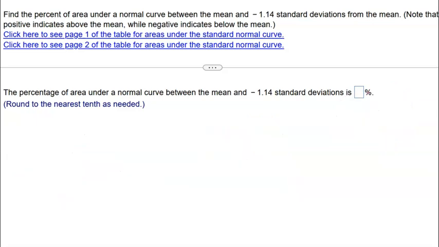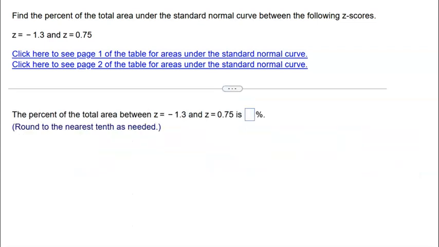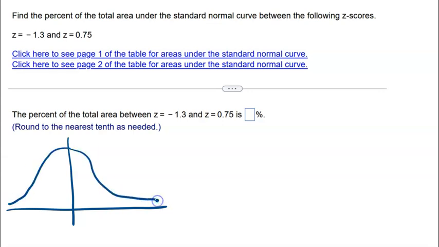Okay, find the percent of area under a normal curve between the mean and, no way, we just did that one, didn't we? No, we just did that. I've got stuff doubled up. Absolutely not. How about this? I think I had some stuff doubled that should not have been doubled. Apologize for that.